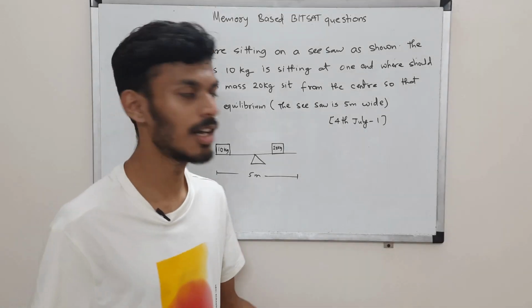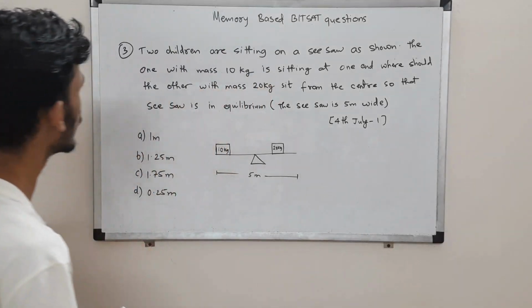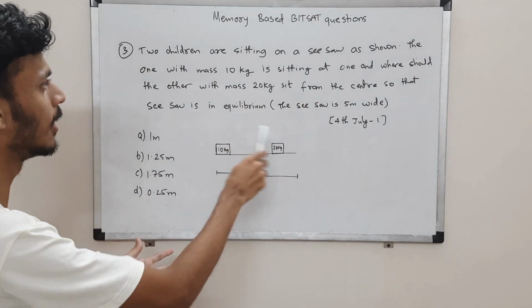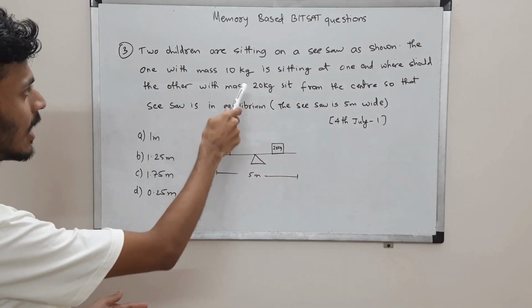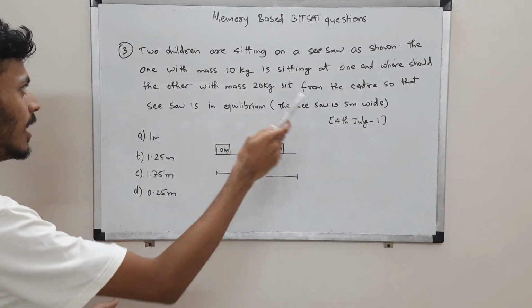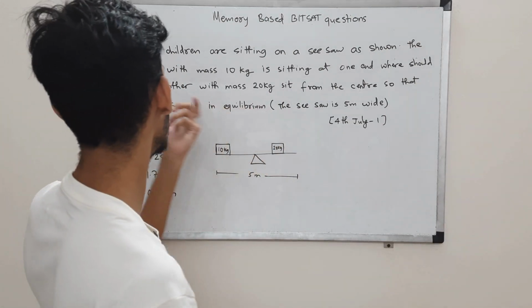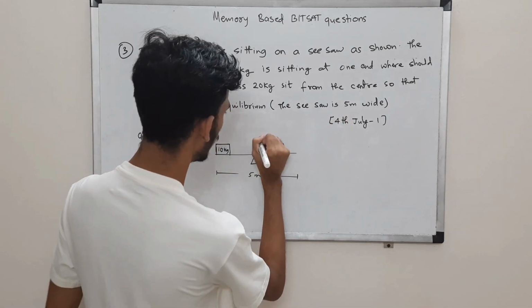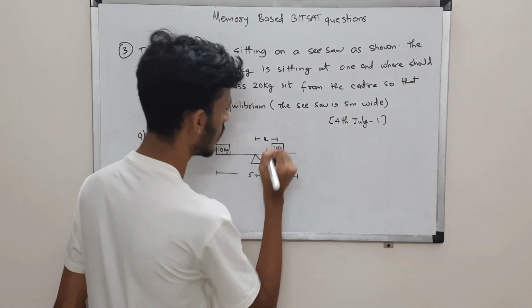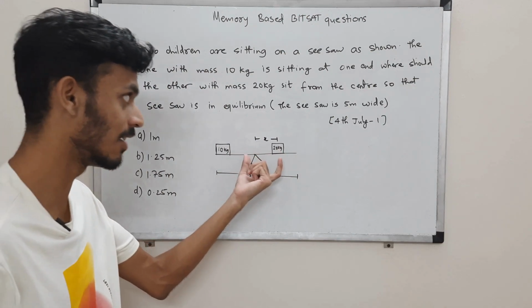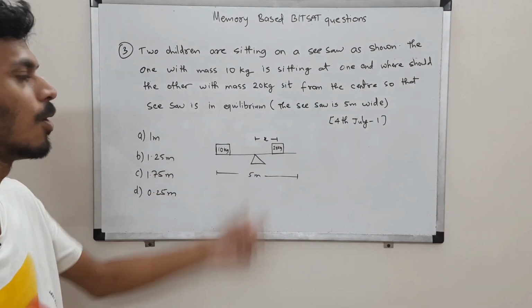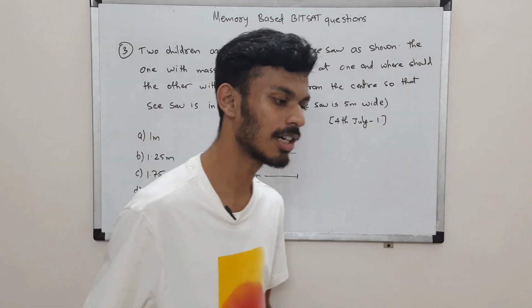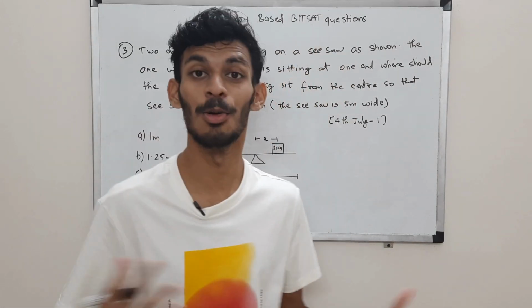Question number 3 over here, again from the same paper. So in this question, two children are sitting on a seesaw as shown. Okay, yes, they look like this. The one with mass 10 kg is sitting at one end, so the question is, where should the other with the mass 20 kg sit from the center? So they are asking you for this distance. So where should the other with the mass 20 kg sit from the center so that the seesaw is in equilibrium? Okay, so the equilibrium that is under consideration over here is the rotational one.